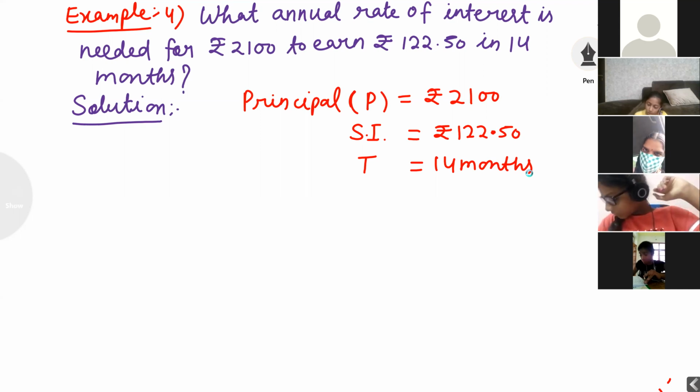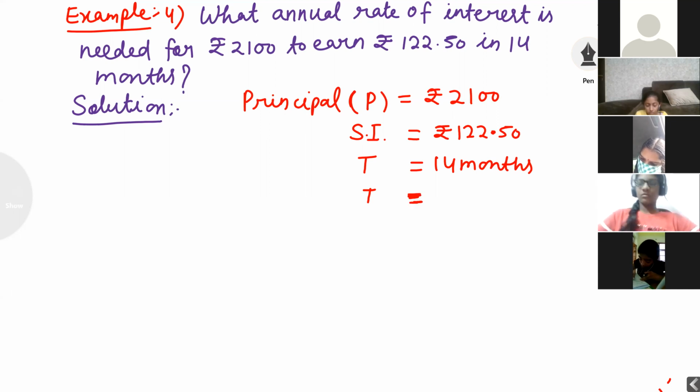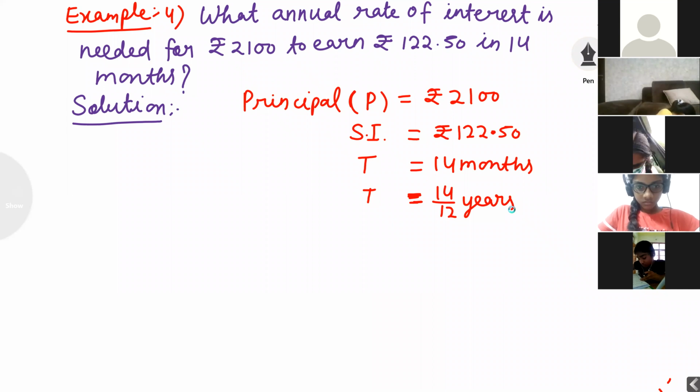Now 14 months I want to convert into years. 1 year is equal to how many months? 12 months. So 14 months into years is 14 by 12 years. Time T is equal to 14 by 12 years. We'll simplify it, it will become 7 by 6 years.